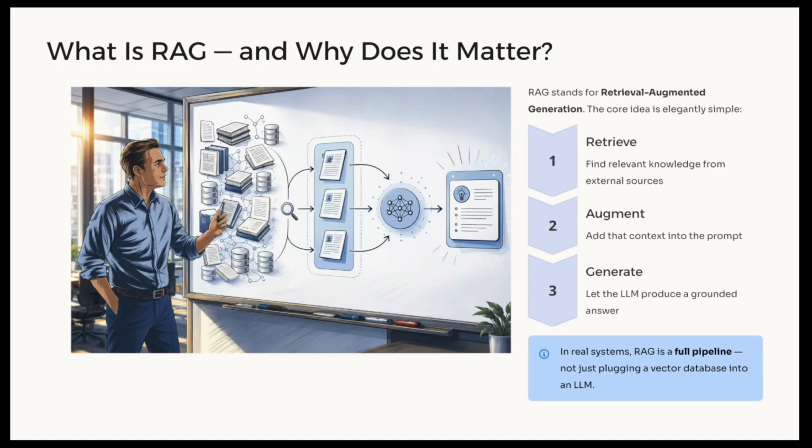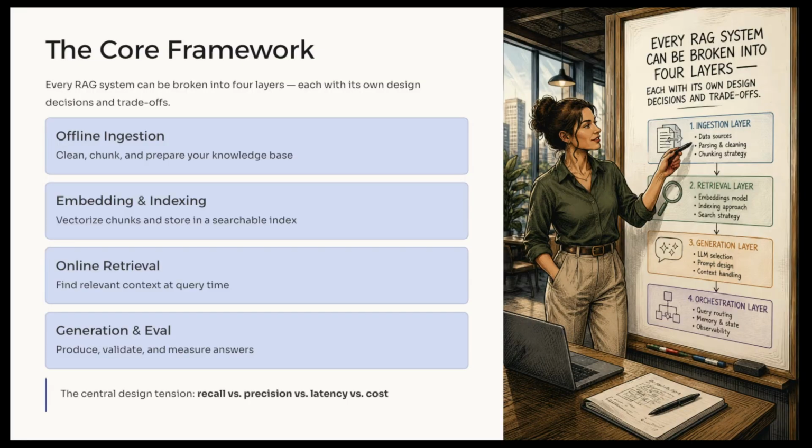But in real systems, RAG is not just adding a vector database to an LLM. It is a full pipeline that prepares data, retrieves the right context, and helps the model generate more accurate and grounded answers. Now let's start with the core framework. When I think about RAG architecture, I usually break it down into 4 parts. First, the offline ingestion pipeline. Second, embedding and indexing. Third, the online retrieval and context construction pipeline. And finally, generation, validation, and evaluation. The main trade-off is recall versus precision versus latency versus cost.